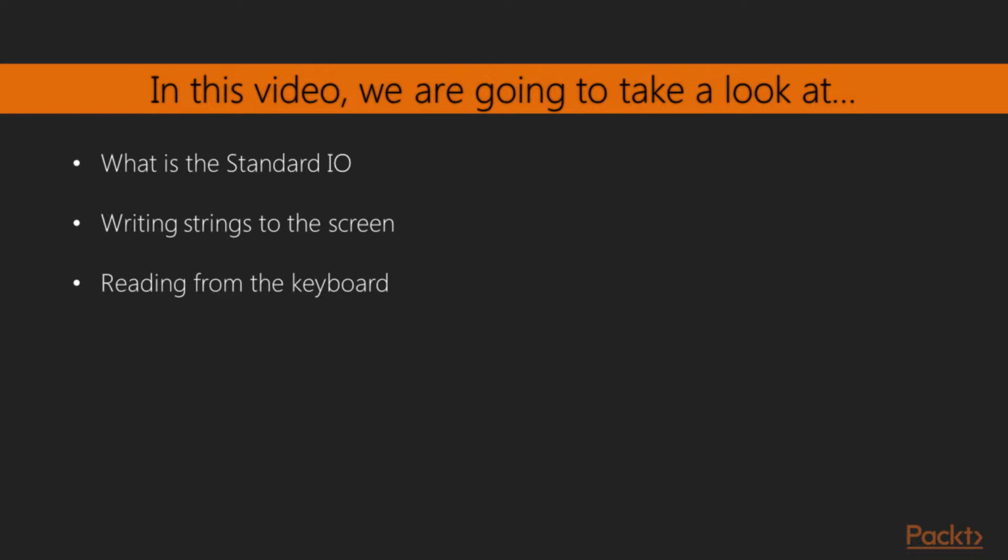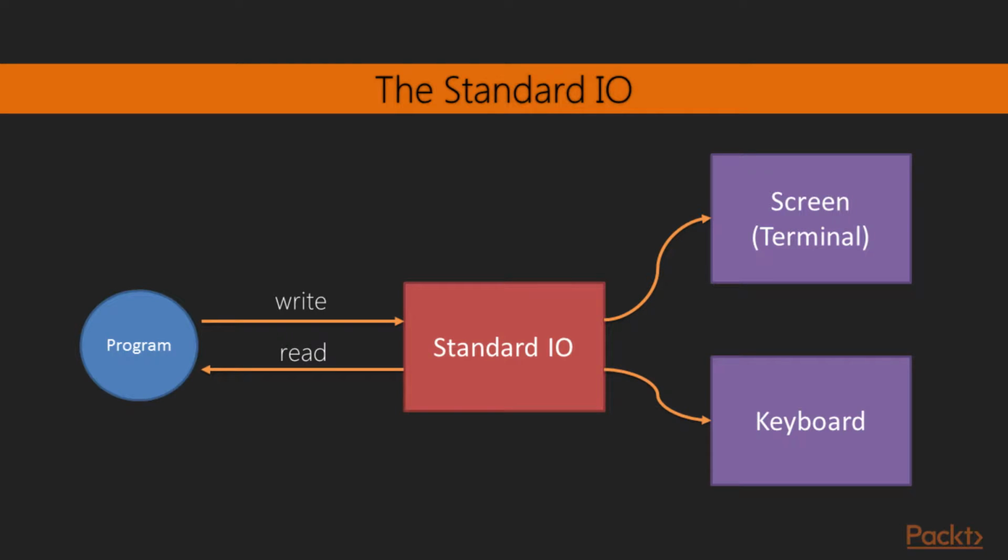In this video, we'll start by introducing the concept of standard I/O and follow up with examples on how we can write strings to the terminal screen and read from the keyboard in order to get user input for our programs. The concept of standard I/O is a bit like a virtual device. Our program can read and write binary data to the standard I/O, as it can with other I/O devices, and this virtual device will output data to the terminal screen when we write to it, and read data from the keyboard when we try to read from it.